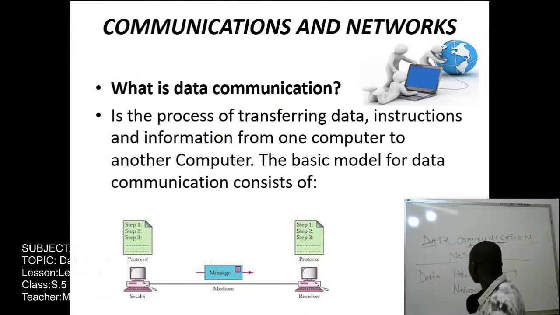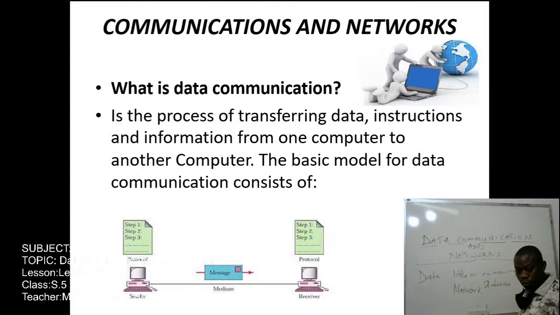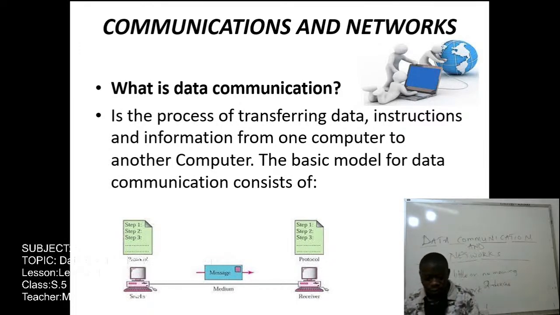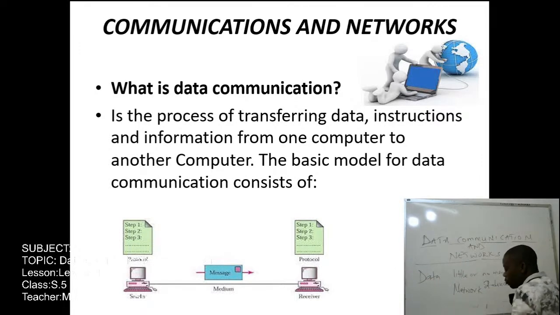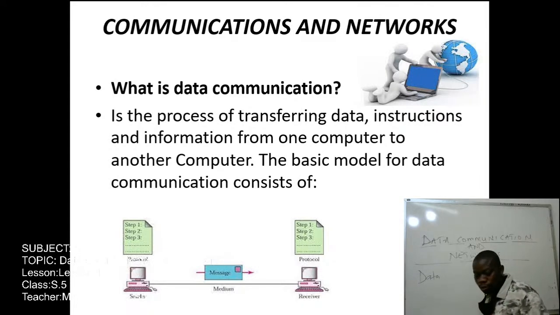So let us begin with defining what data communication is. We began with knowing what data is, and communication is the process or act of exchanging information. Now that act of exchanging information takes place amongst devices. On the screen, you can see that data communication is the process of transferring data, instructions, and information from one computer to another, or from one device to another. So the exchange of data, information, or instructions among devices, that's what we call data communication.